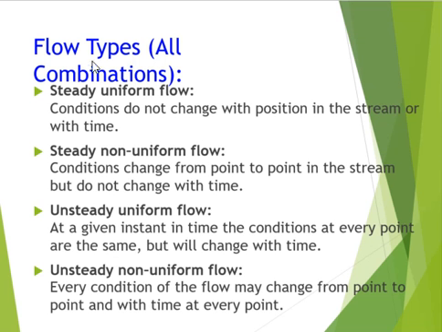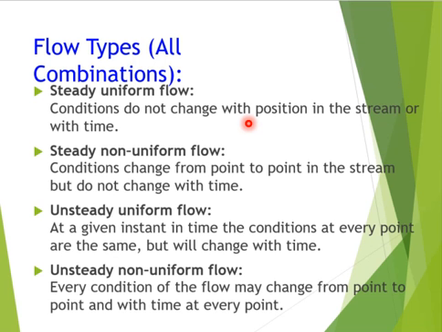The flow types which we have recently discussed can exist in different combinations. Flow can be steady uniform flow, steady non-uniform flow, unsteady uniform flow, or unsteady non-uniform flow. So what is the meaning of steady uniform flow? Steady uniform flow means the conditions do not change with position in the stream or with time. Which conditions? The flow characteristics like velocity, discharge, etc. If these conditions do not change with position and with time, then it is a steady uniform flow.